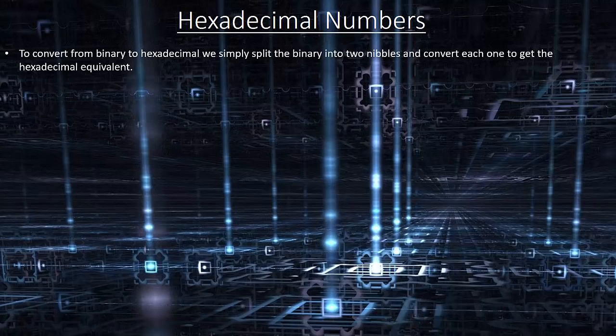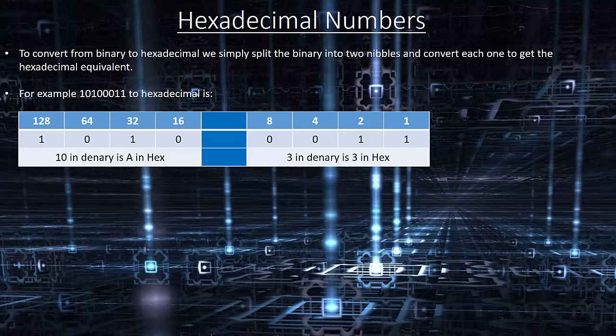To convert from binary to hexadecimal, we simply split the binary into 2 nibbles and convert each one to get the hexadecimal equivalent. For example, 10100011 to hexadecimal is... So 10100011 is A3 in hexadecimal.